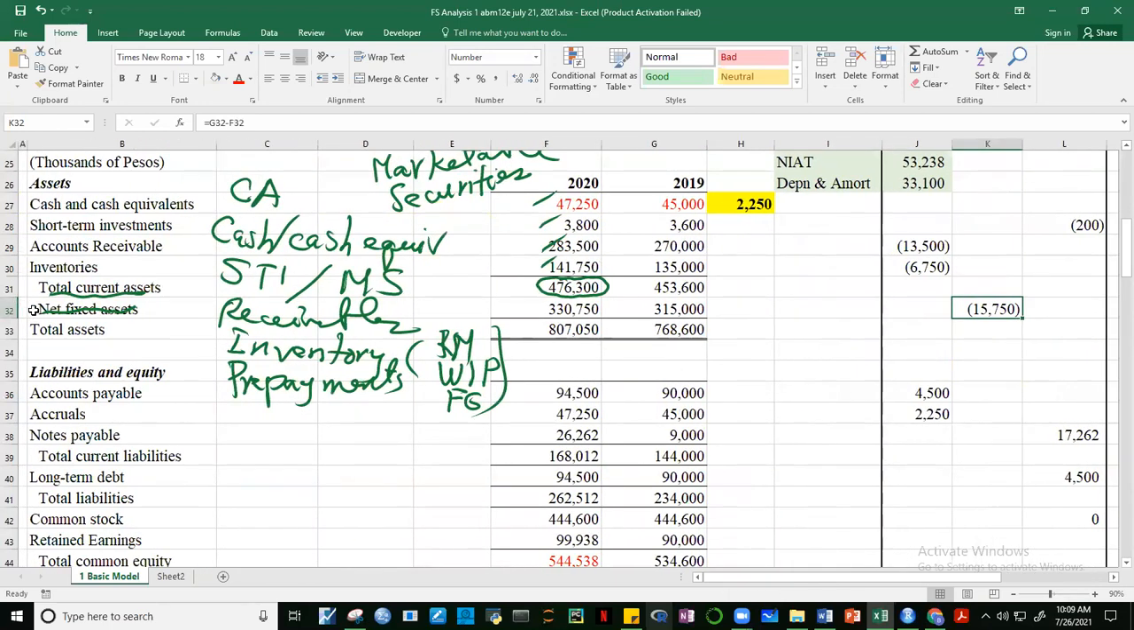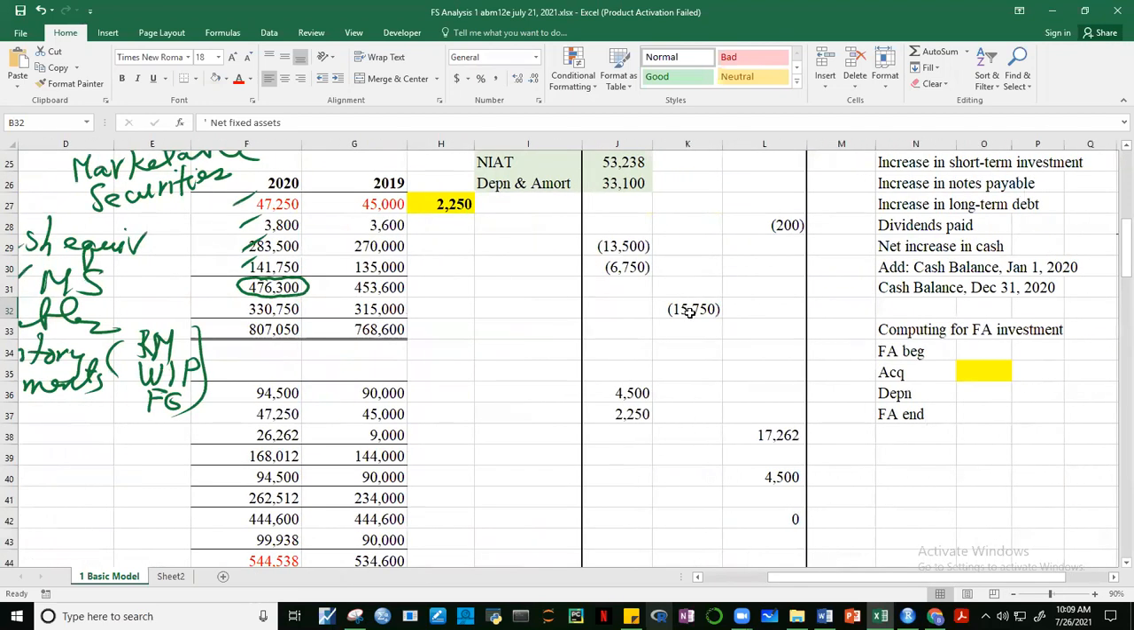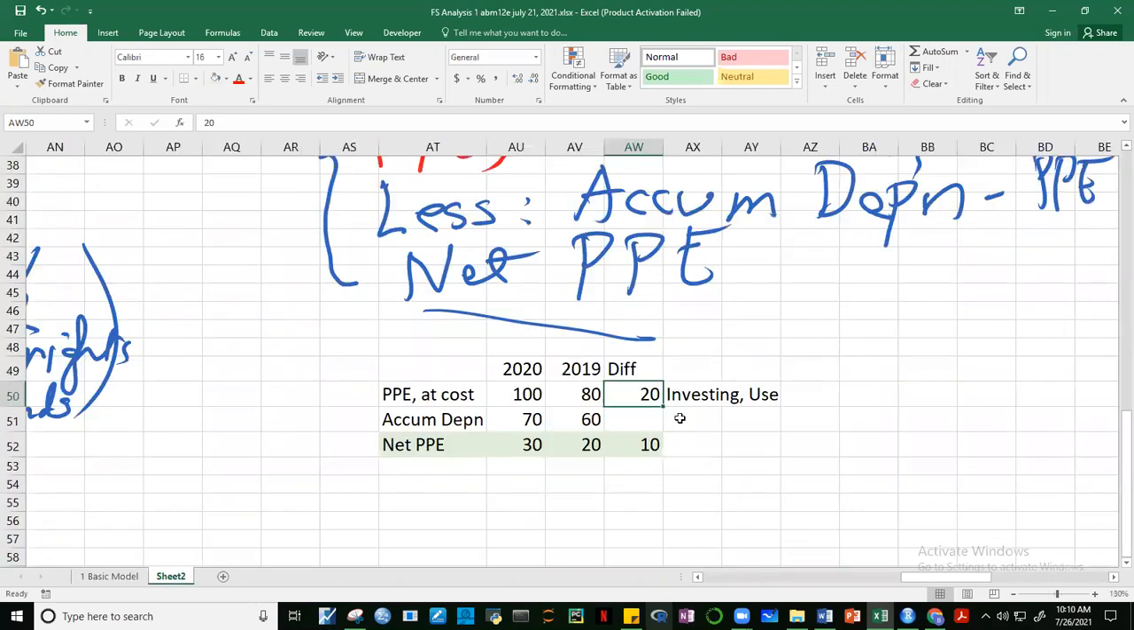Kasi ang ginamit natin dito, net fixed assets. So dapat i-reconstruct natin. Dapat malaman natin kung magkano ba talaga yung naging investment in fixed asset. Mali yung 15,750. When you compute for the investment in fixed assets, you have to use yung at cost, no? Wag yung net. Parang ito, no? PPE at cost, from 80 naging 100, ito talaga yon, no?